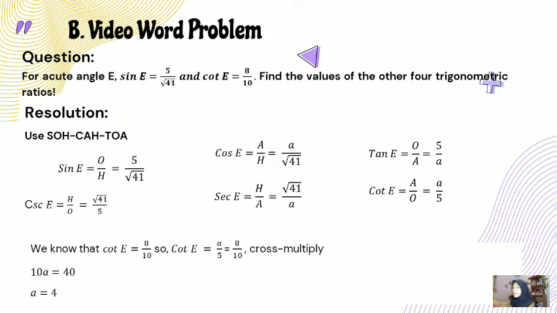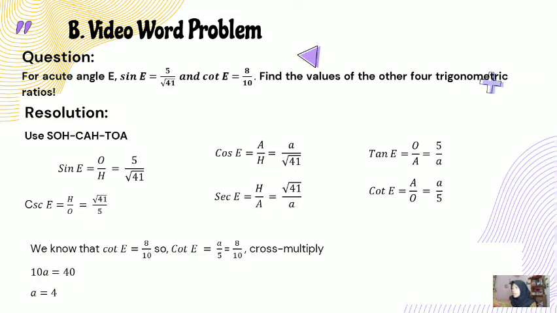And the solution: use SOH, CAH, and TOA. For sin A equals O per H equals 5 per square root of 41, and cos A equals A per H equals 8 per square root of 41.